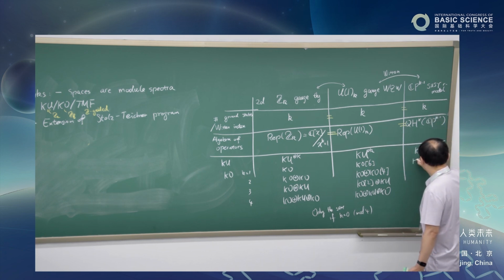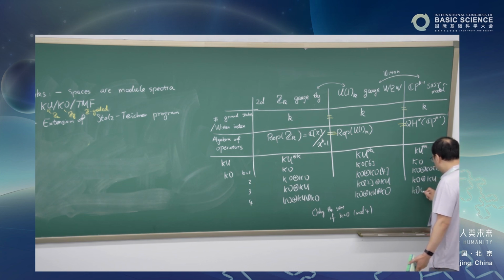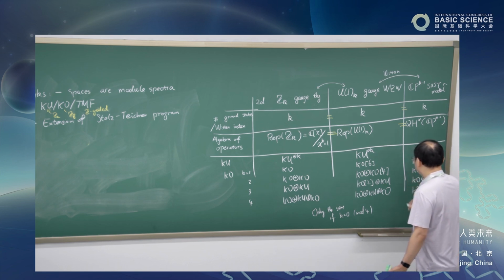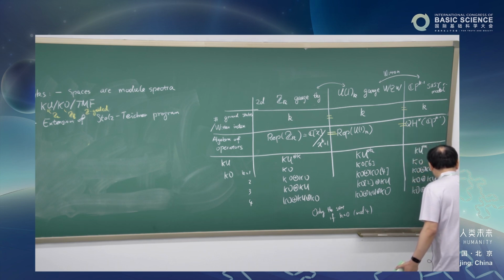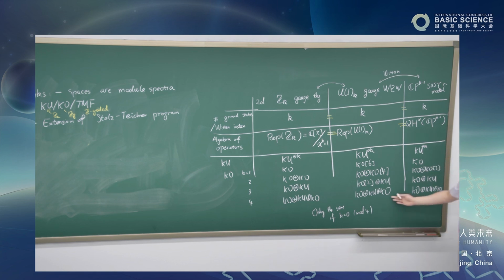On this side, similarly, KO, and then KO plus KO, KO plus KU, KO plus KU plus KO. And actually, these are never the same.